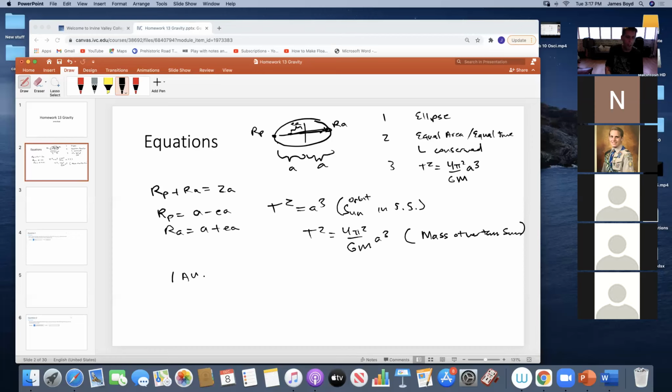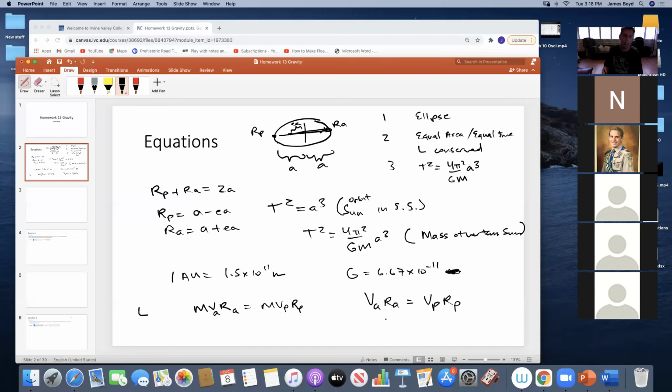And we have 1 AU is 1.5 times 10 to the 11th meters, and G is 6.67 times 10 to the minus 11 with a whole bunch of crazy units that I'm not going to put on there. But L tells us that MVR at A is equal to MVR at P, so the mass times the velocity times the radius is the angular momentum. And that gives us this nice equation that says the velocity at aphelion times the radius at aphelion is the velocity at perihelion times the radius at perihelion.